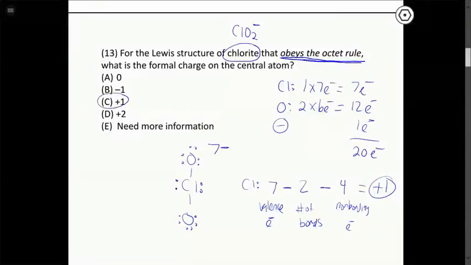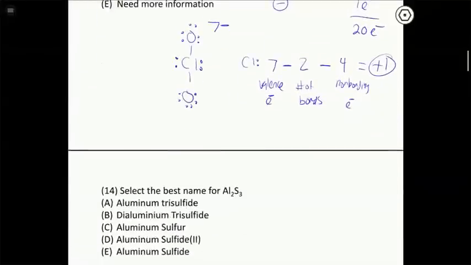This is not the best Lewis structure for this compound because we have a +1 formal charge and we have minus formal charges on the outside, so we could cancel those out by drawing a double bond. But if we want to obey the octet rule, we can't draw any more bonds, and so we're left with a +1 formal charge. Any questions on that? Okay, let's move on to number 14 then.